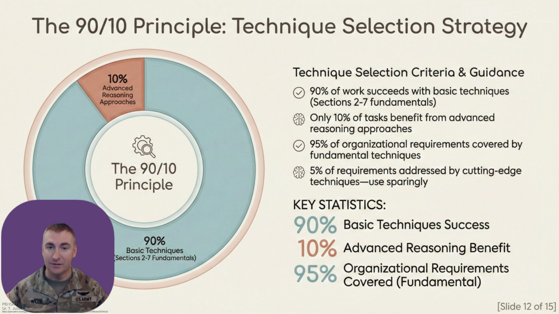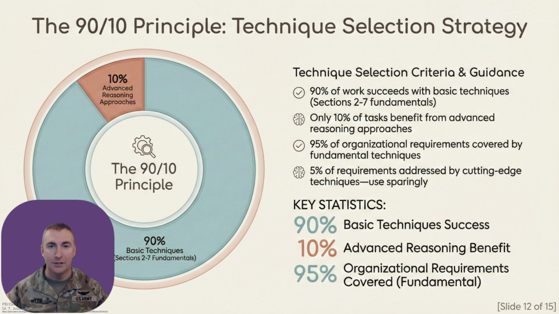Here's what separates effective organizations from those wasting resources. Understanding that 90% of work succeeds with basic techniques. Only 10% of tasks benefit from advanced reasoning approaches. The fundamentals covered in basic prompting, parameters, and core techniques provide capability for 95% of organizational requirements.